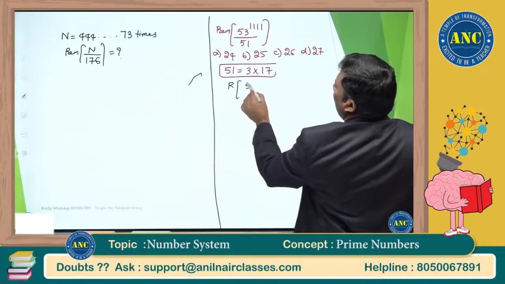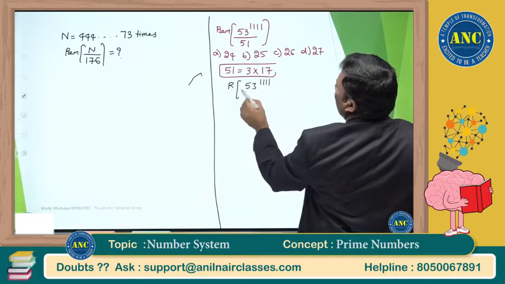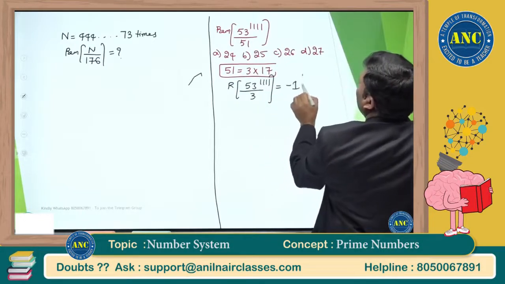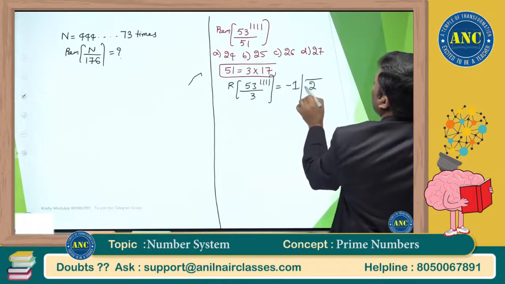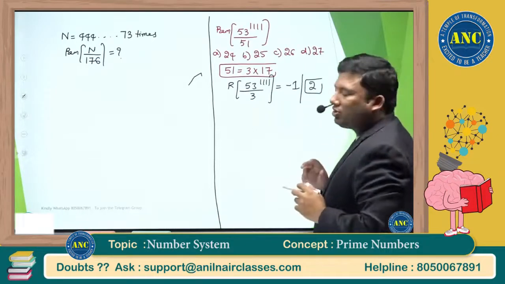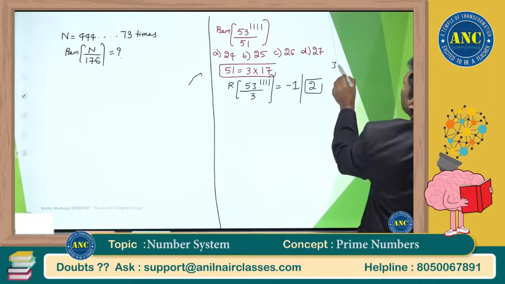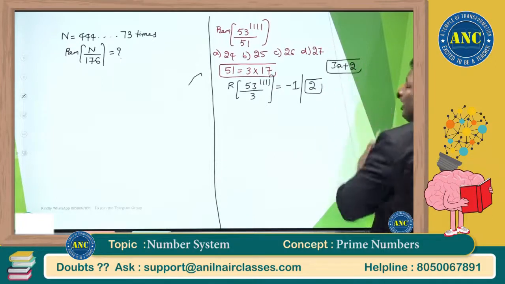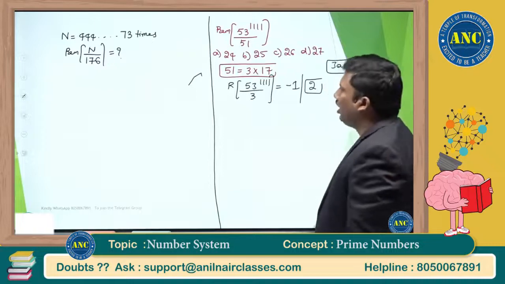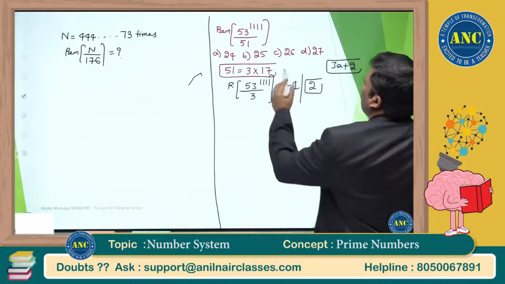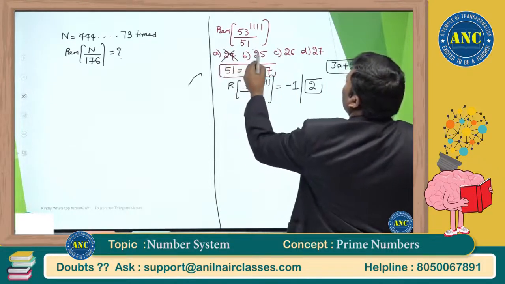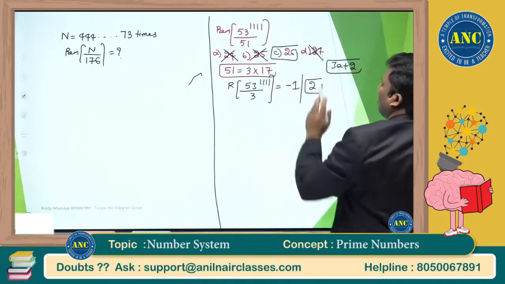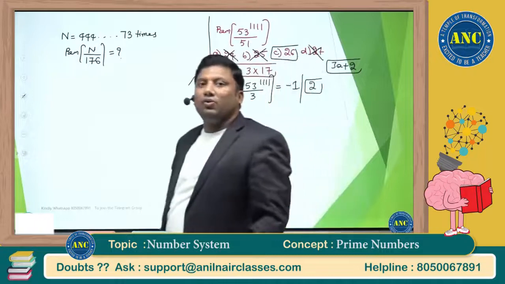53 power 11111 divided by 3. 3 eights are 24, 3 eighteens are 54. Negative remainder minus 1, positive remainder will be 2. The answer when divided by 3 should give remainder 2. 3 into 8 plus 1, 3 into 9. The answer is 3 into 8 plus 2, 26.